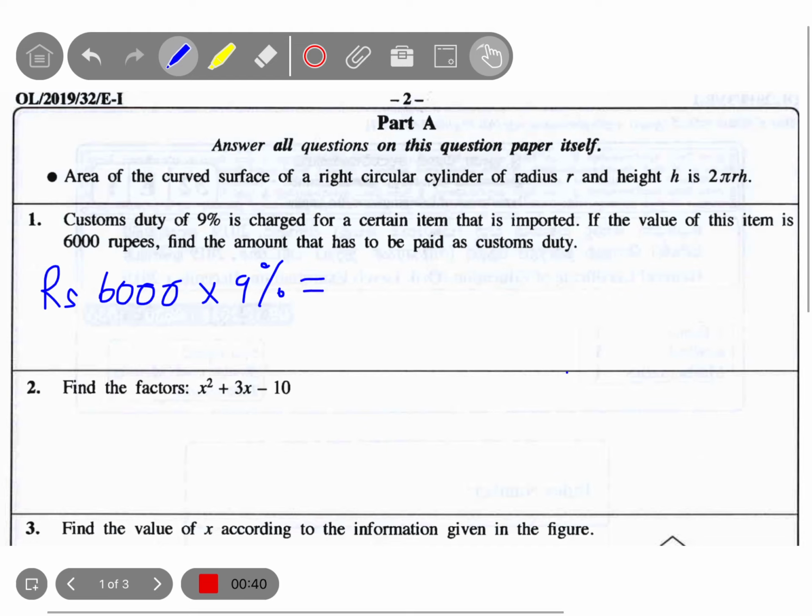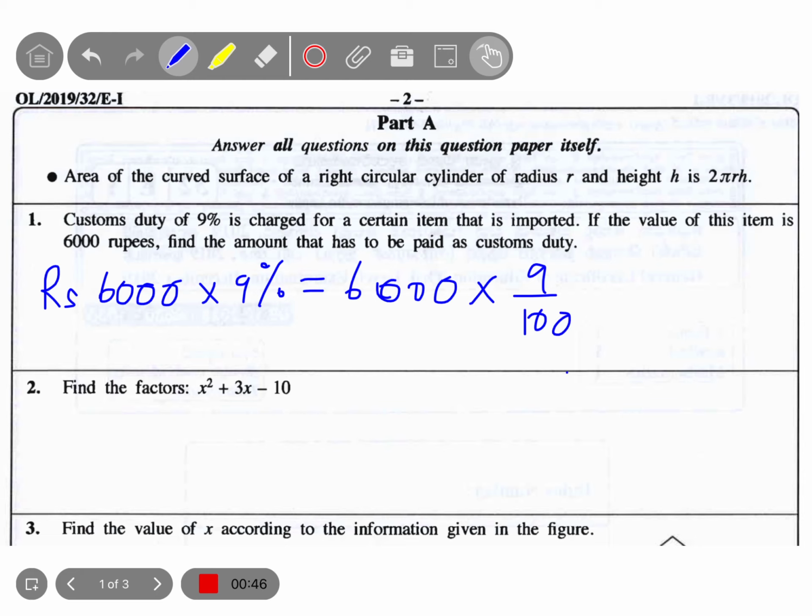So then 6,000 times 9 over 100. So how do we calculate this? You just cut these values, and 60 times 9, 9 times 6 is 54, and with that 0 in, so you have to pay 540 rupees as customs duty. So that's all. Move on to the next question.